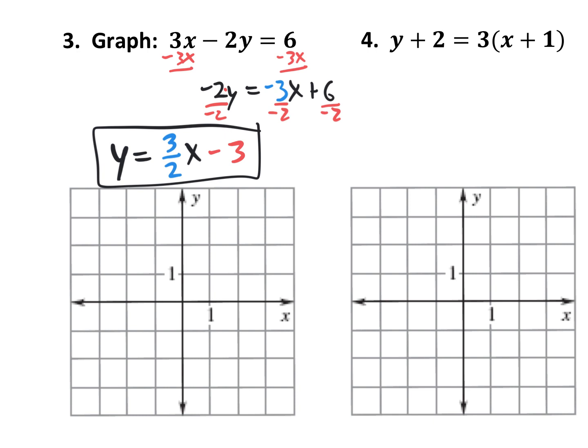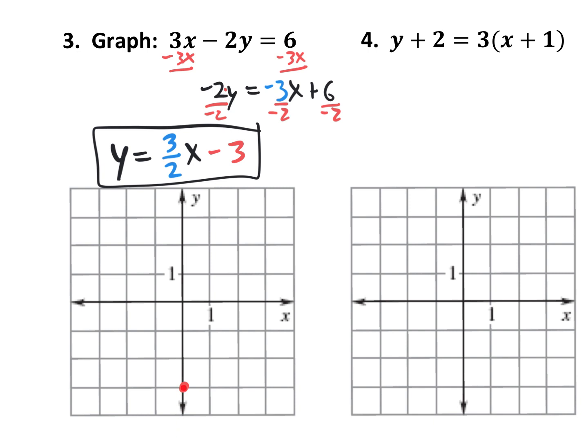Okay. Where does it cross the y-axis? What's the b value of this equation? Negative 3. Okay, so let's put a dot at negative 3. From that dot, what do I do? Rise 3, run 2. Because it's positive, we are rising. If that would have been negative, we'd be dropping.